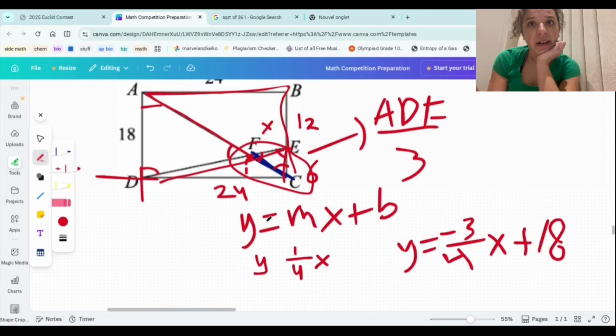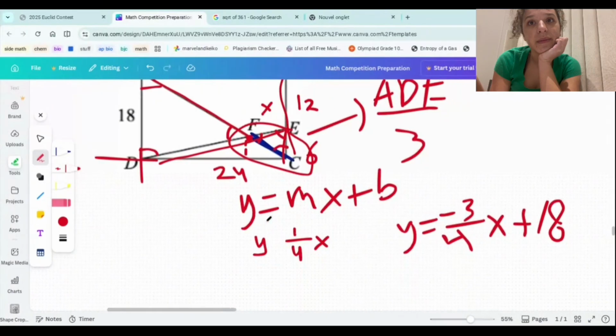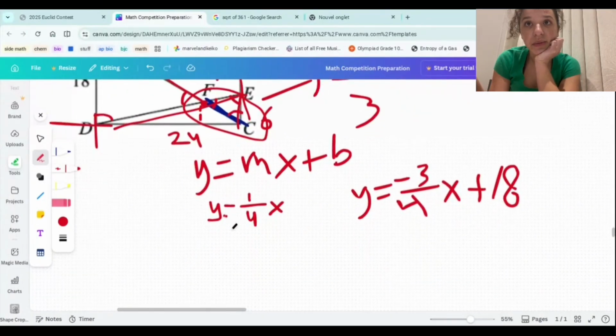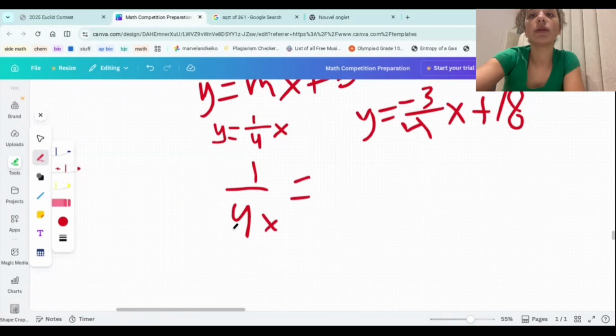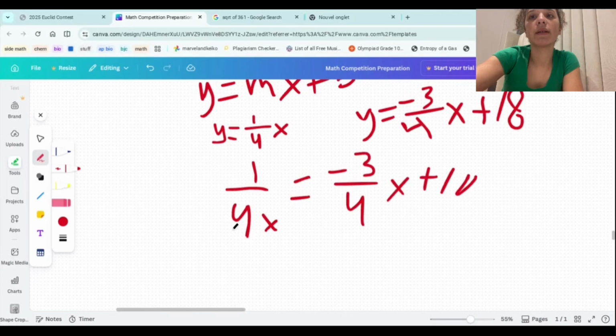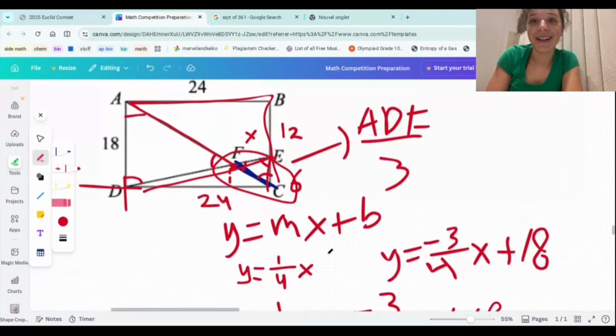So if I find, I don't know, where these two touch, I'll set them equal to each other. So 1 over 4x is equal to minus 3 over 4x plus 18. Adding 3 over 4 and 1 over 4, that's 4 over 4, so it's just 1. Oh, why is my x down there? Sorry guys. X. So x is equal to 18. Well, that was straightforward. Okay.